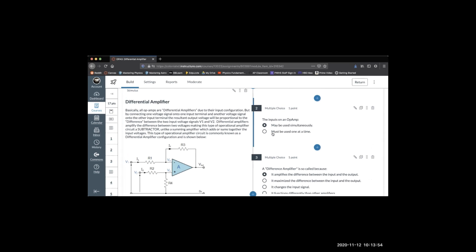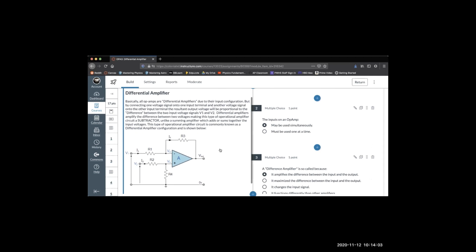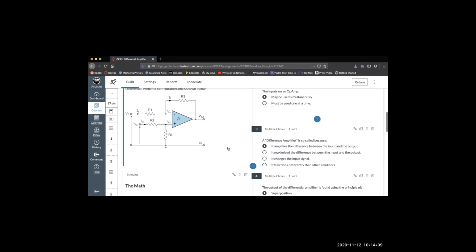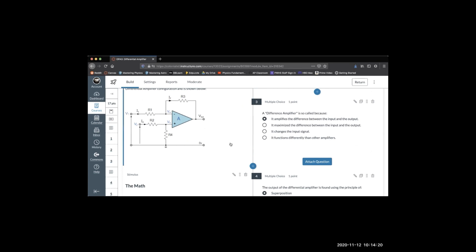By the way, you might look at question 2 and say, well, how was I supposed to know? Well, it's written in here somewhere. I just have to read this paragraph and see that it's true. But that's what I'm doing. I'm going to use both of those simultaneously. Question 3. Difference amplifier is so called because it amplifies the difference. Well, I think I've emphasized that many times now, that that's what the difference amplifier does.